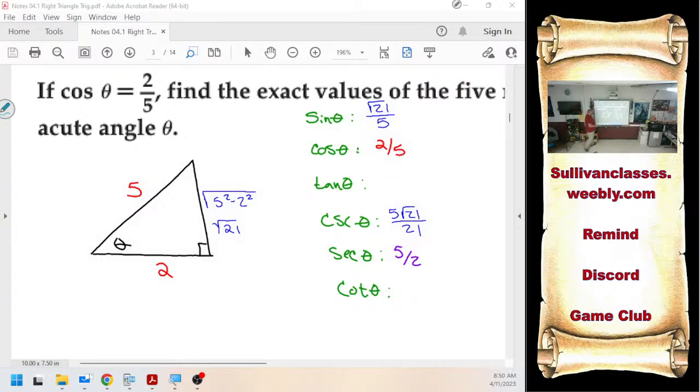Tangent. Opposite over adjacent. Square root of 21 over 2. So when I do adjacent over opposite, 2 over root of 21 rationalized is 2 root of 21 over 21. You're either going to have to do scratch work off to the side, or you're going to get real good at rationalizing on the fly. Okay?